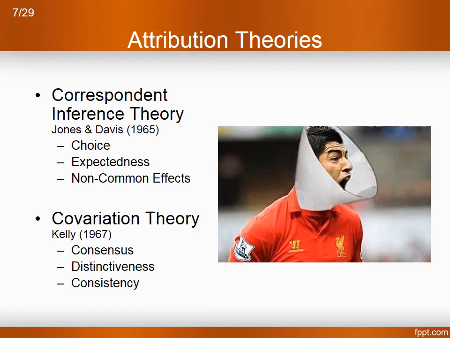Now, there are two theories, very similar theories actually, which both try to explain this process of breaking down the social situation, what's going on, in order to decide if we think someone's behaviour is primarily down to their situation or their personality. They use slightly different terms, but when you see them both, you'll see they're actually talking about roughly the same thing. Correspondence inference theory is the first one, by Jones and Davis, and effectively what they say is that we look at three things. We look at how much choice we think they had, we look at how expected their behaviour is, and we look at something called non-common effects.